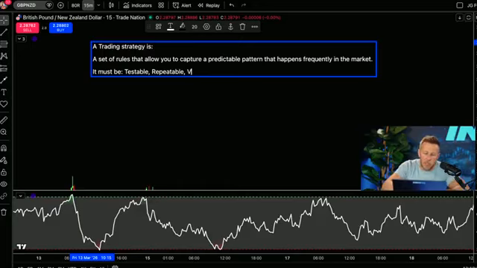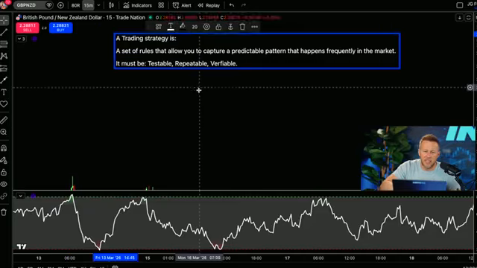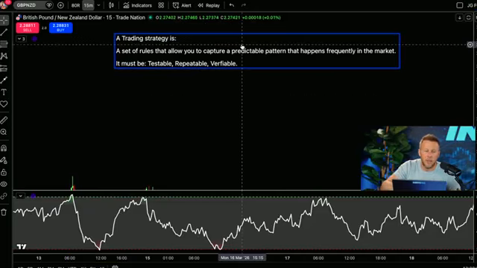And then the last one is verifiable, which means you can go into demo markets, trade it in real time, and it still produces the goods. You can still vouch for the results, and you're comfortable that there's no human error in being able to do that. So this is the definition of a trading strategy, in my opinion.